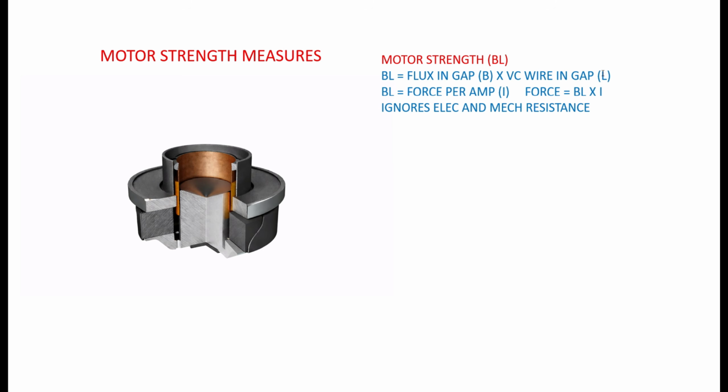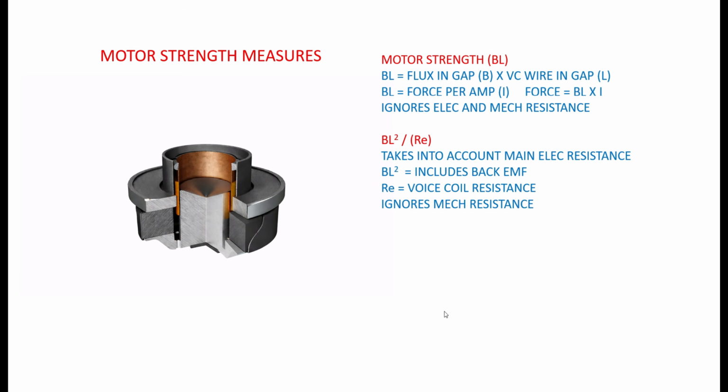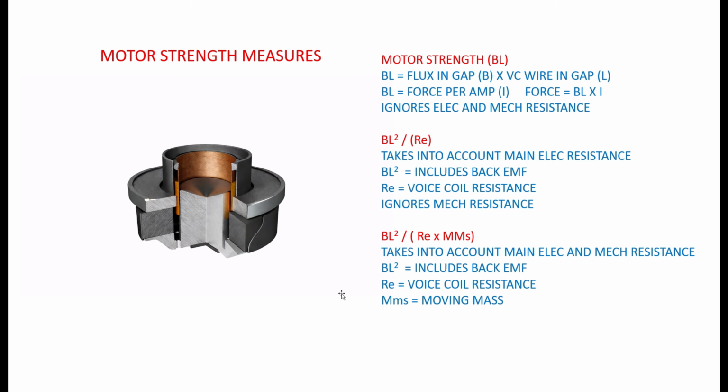To get a better idea, we can use a formula: take the motor strength and square it, and then divide it by the voice coil resistance, right? So what this does is it takes into account the main electrical resistance, but it ignores the mechanical resistance. If you want a formula that includes the mechanical resistance as well, then you can have BL squared divided by voice coil resistance times moving mass, right?